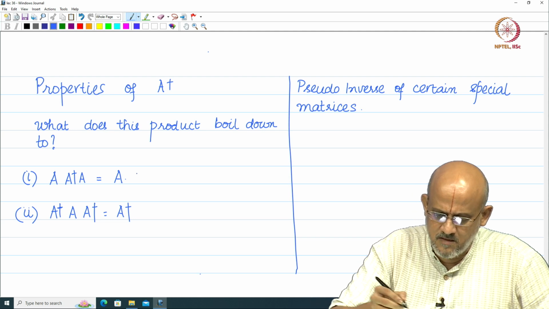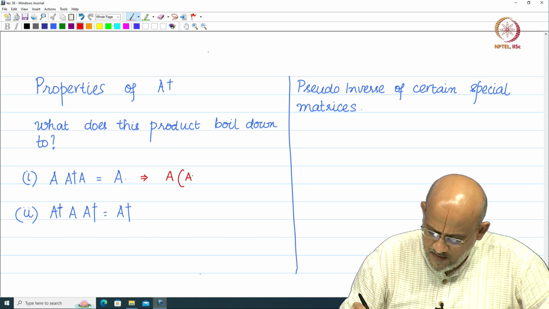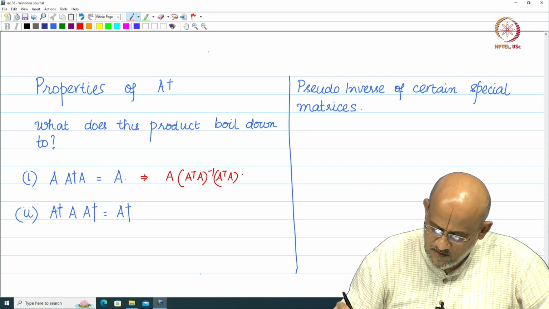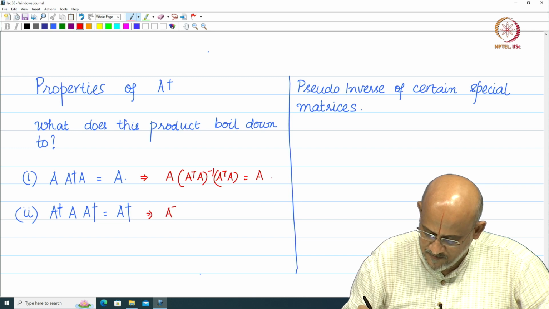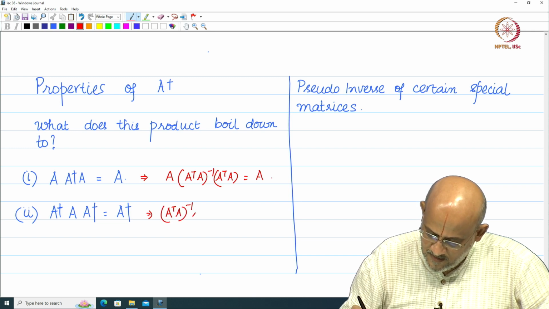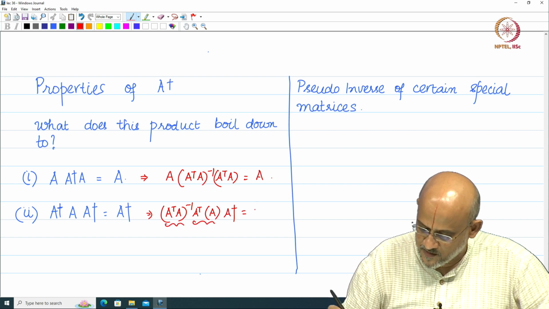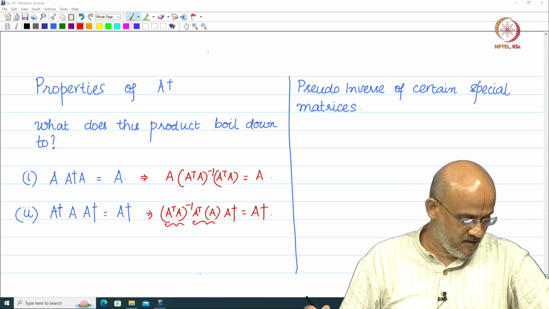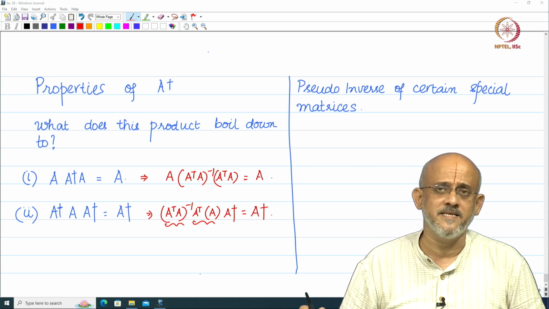So, in fact, it is easy to prove this. You can look at this as A into A transpose A, the whole inverse, into A transpose. So, I am going to get this as A, and here you will see that this is A transpose A, the whole inverse A transpose into A pseudo inverse. You see that these two are inverses of each other. So, you are going to get A pseudo inverse, that is easy to prove. Now, we are going to look at the pseudo inverse of certain special matrices. What do we mean by these special matrices?